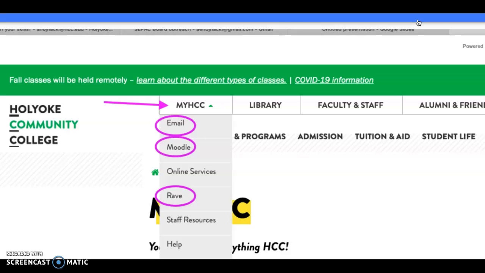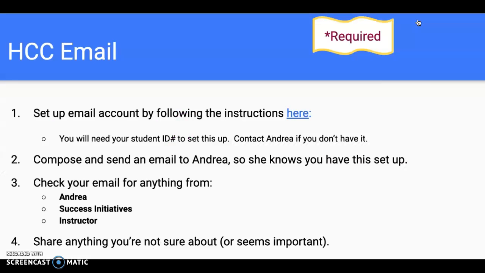First thing we did was talk about setting up all of your accounts. The required first step is to set up your HCC email account, and you'll find instructions by clicking on this link. Before you do that, you need to know your student ID number. It always starts with 3 zeros and then has 6 numbers after that. If you don't know where to find it or cannot find it, contact me and I'll get that number to you. Once you set up your email, please compose an email and send it to me so that I know that you've done this step.